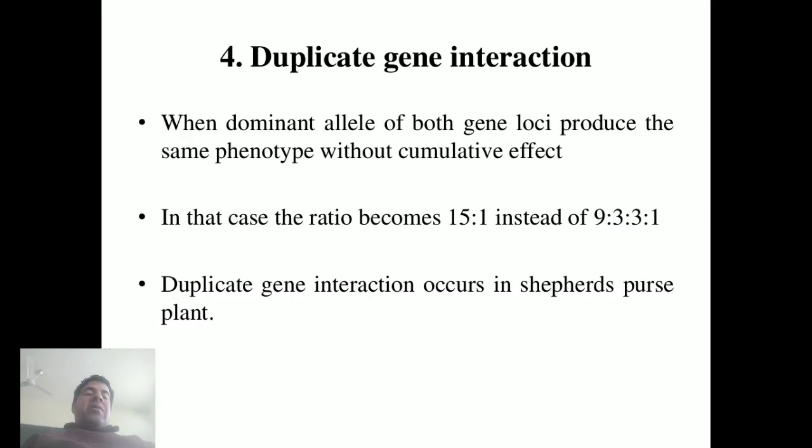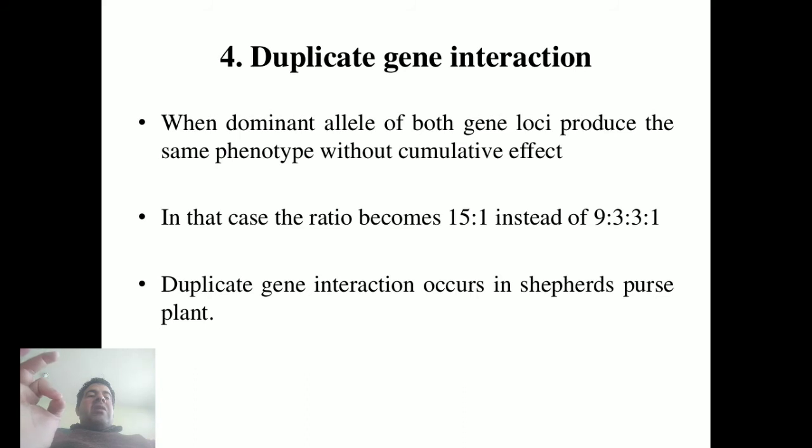Last one, next, duplicate gene interaction. When the dominant allele of both gene loci produces the same phenotype without cumulative effect, means both genes act in the same way. Only one dominant allele produces the same effect, means they are duplicates of each other, and in this case the phenotypic ratio becomes 15:1 instead of 9:3:3:1.